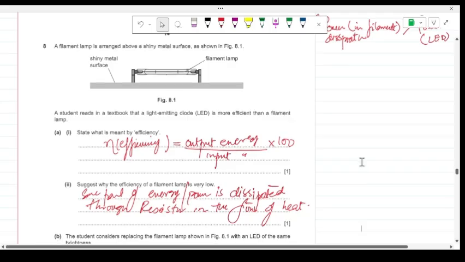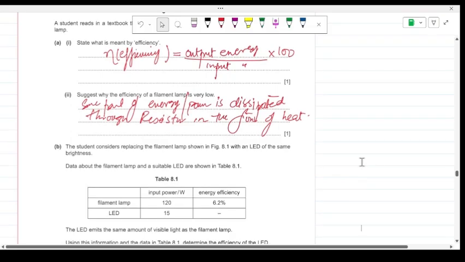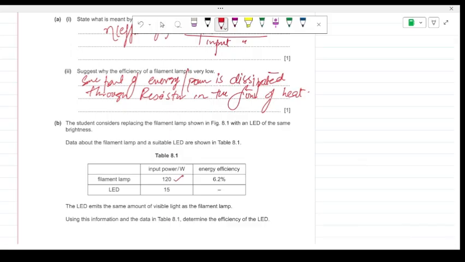The student considers replacing the filament lamp, as shown in the figure, with an LED of the same brightness, with data about the filament lamp and the suitable LED as shown in the figure. So we have a filament lamp with an input power of 120, and an LED with an input power of 15, and the output efficiency of the filament lamp is 6.2%. We know that the efficiency of the LED is much greater than this because the power dissipation is less.